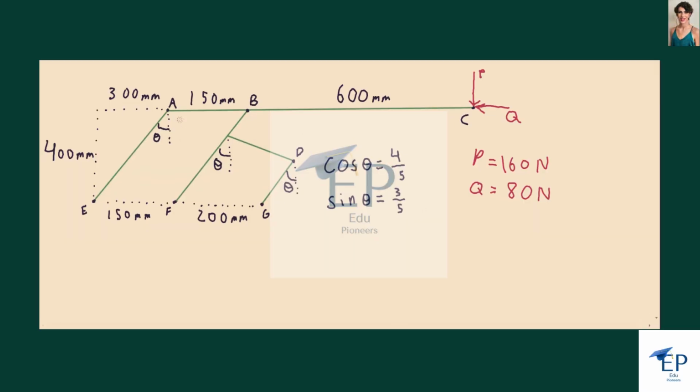We need to find the force exerted on the spring AE and the spring DG based off of the input forces of P and Q. So I drew out the free body diagram here, and we're told by the problem that AE, BF, and DG are parallel. So you know that the angle theta amongst the three of them are all equal to each other.